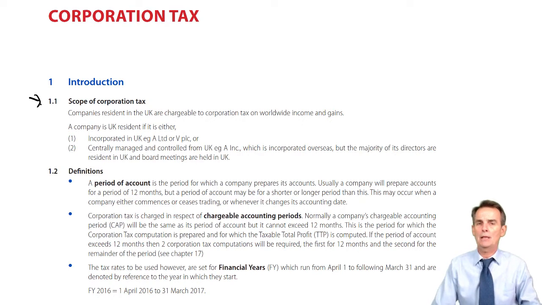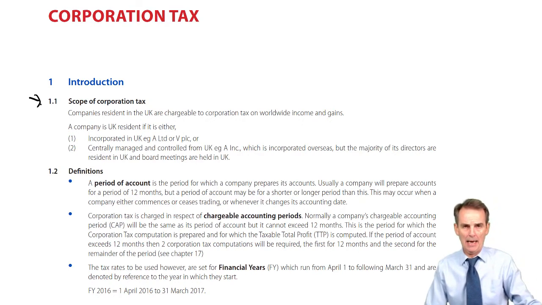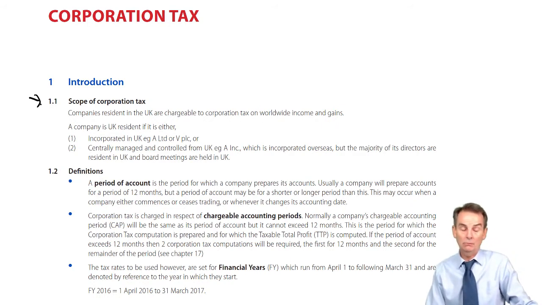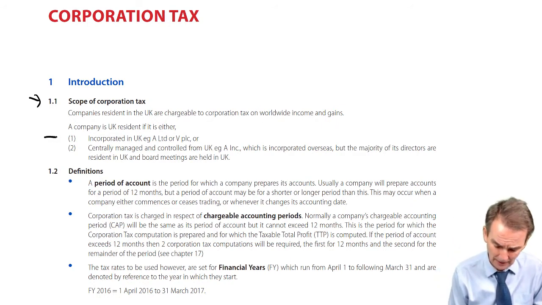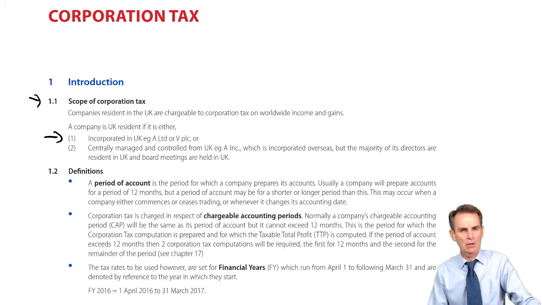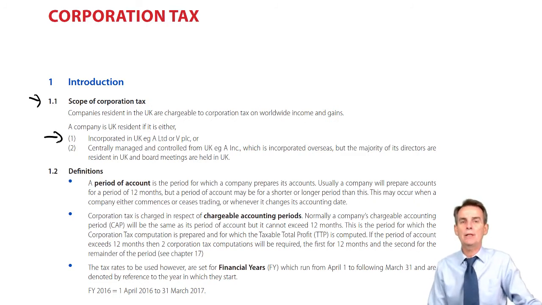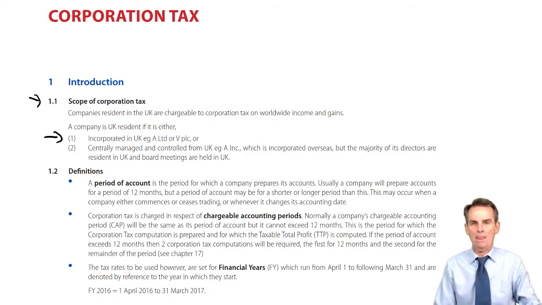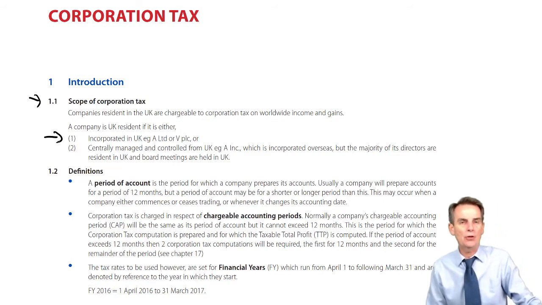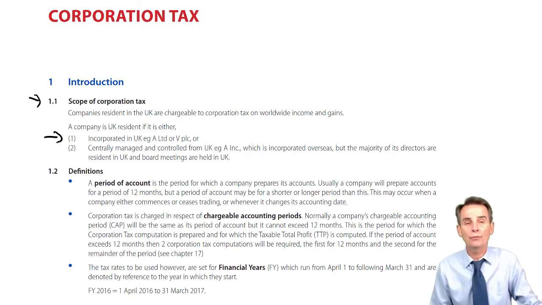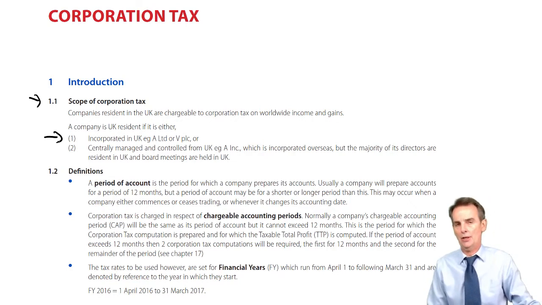So a UK resident company is liable on worldwide income and gains. What makes a company UK resident? Well, one, very obviously, as you'll see here, if the company is incorporated in the UK. So if it's A Limited or A PLC, that is clearly a UK resident company. But what you might have in reality is A Inc. incorporated in some overseas country there. Now that you would think would make it non-UK resident and therefore free of any UK corporate tax exposure.